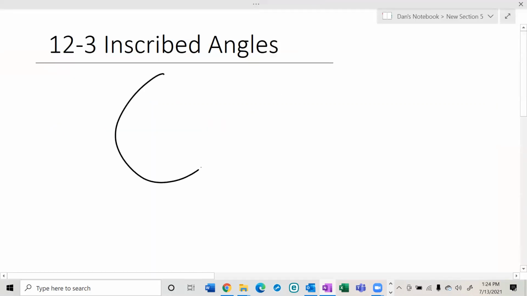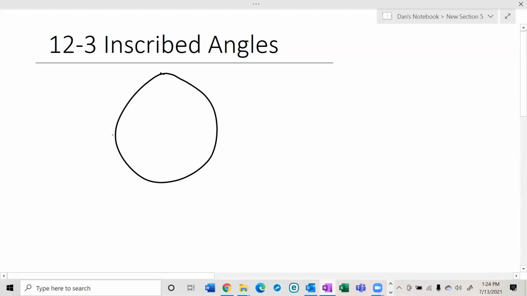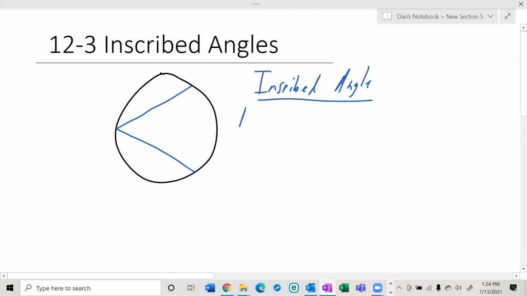We've got a circle. And an inscribed angle is an angle on the inside that touches one of the sides. It does not have to go through the center. The center doesn't matter here. It just touches one of the sides. So an inscribed angle is an angle inside the circle that is on the circumference. It touches the side.